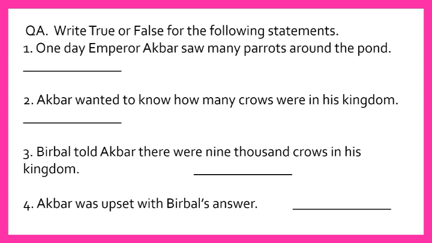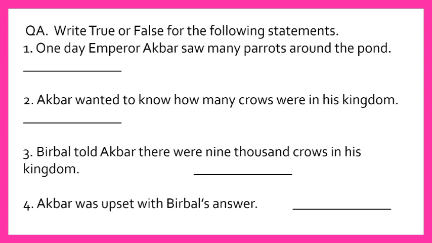Akbar wanted to know how many crows were in his kingdom. Now again, understand the sentence in parts. Akbar wanted to know. So was it Akbar who wanted? Okay, then you should focus on how many crows were in his kingdom. If it was Akbar who wanted to know, then what did he want to know? Did he want to know about the crows in his kingdom? So verify these two pieces of information from the text given in the previous slides and then try and attempt. If both the things are correct, that it was Akbar only who wanted to know and he wanted to know about the crows in his kingdom, then you can write true. If any of the information is wrong, then it will be false for this statement.